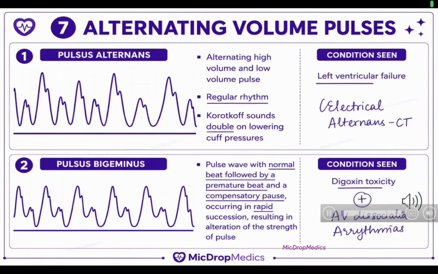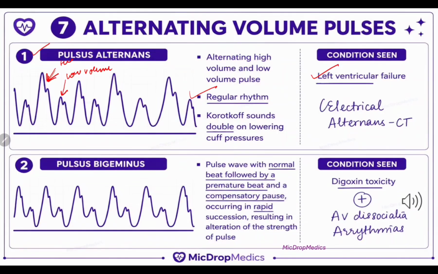Our final pair of waveforms involves alternating volumes. First we have the pulsus alternans. This is characterized by a perfectly regular rhythm, but the pulse alternates between a high volume wave and a low volume wave. This is a severe peripheral manifestation of left ventricular failure. The heart is struggling so badly that every second beat is mechanically weak.